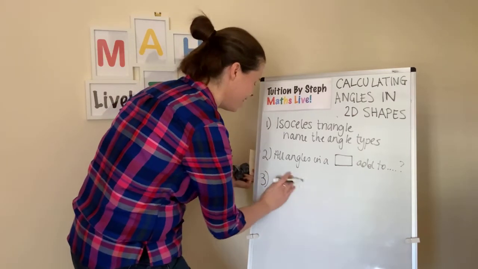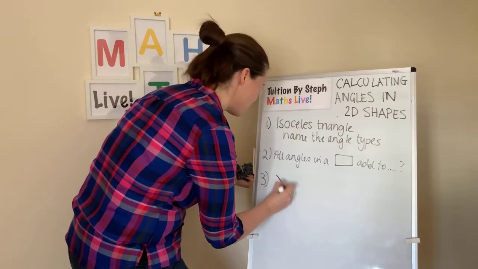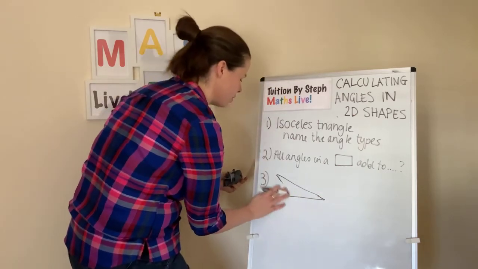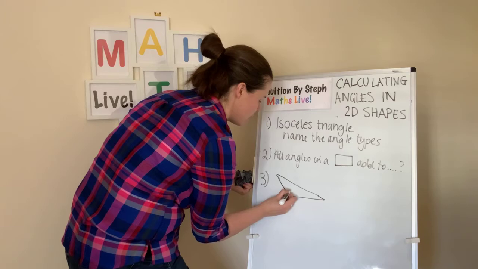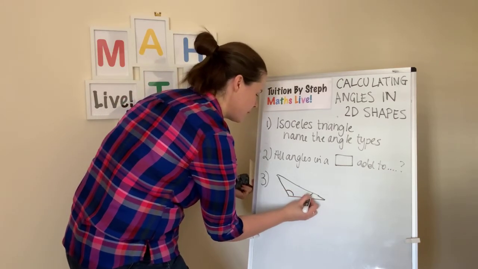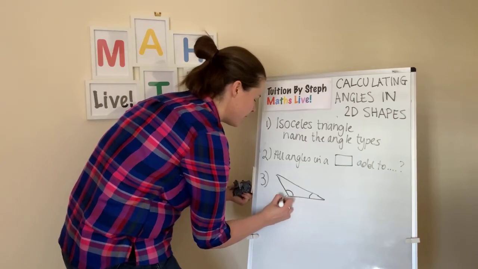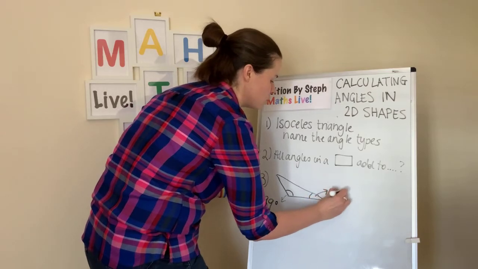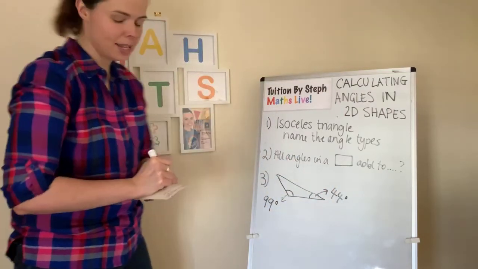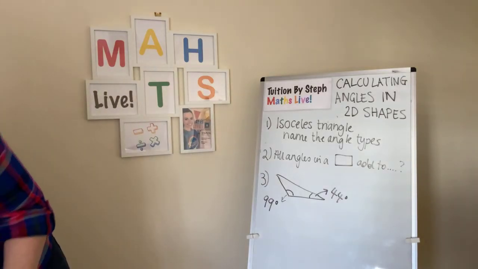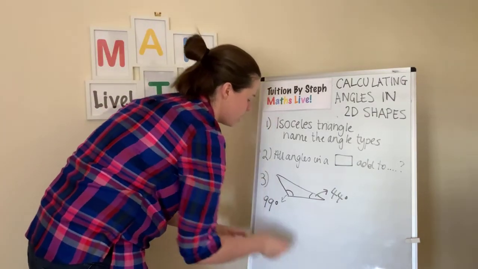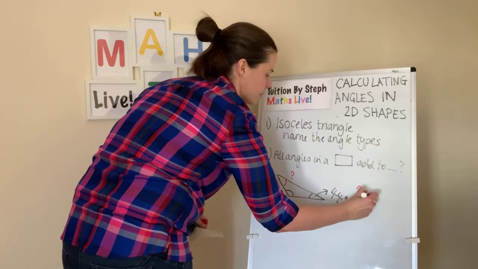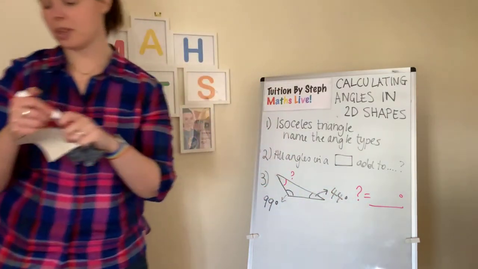Oh, I hate drawing scalene triangles. You should practice it. It's really hard drawing scalene triangles. Okay, so you've been given a scalene triangle. This angle here is 99 degrees, and this angle here is 44 degrees. What is the size of the missing angle? Let me know what you think.